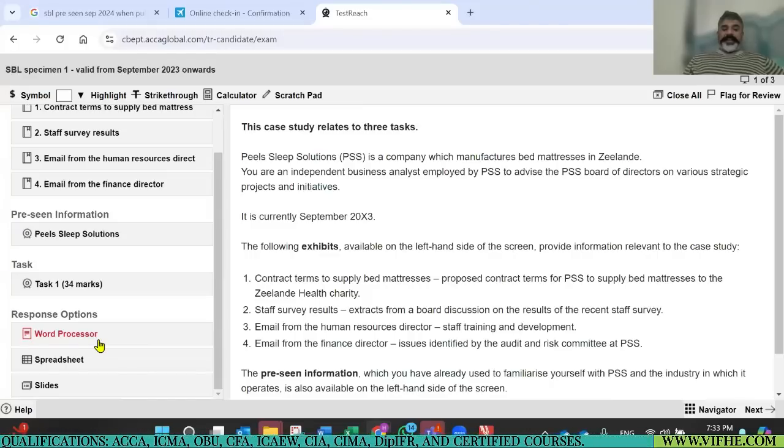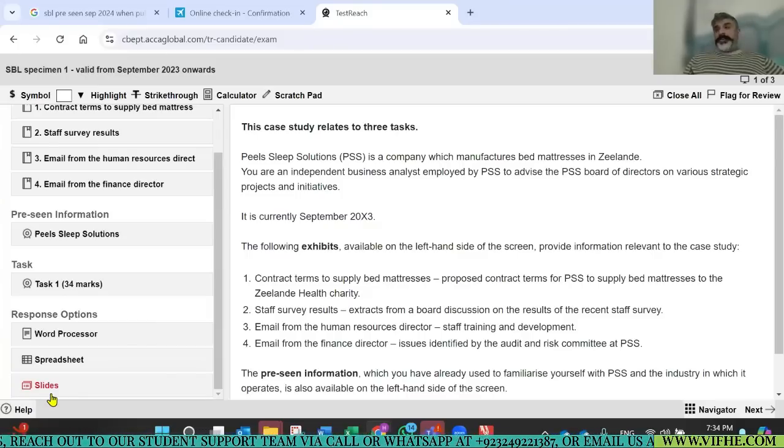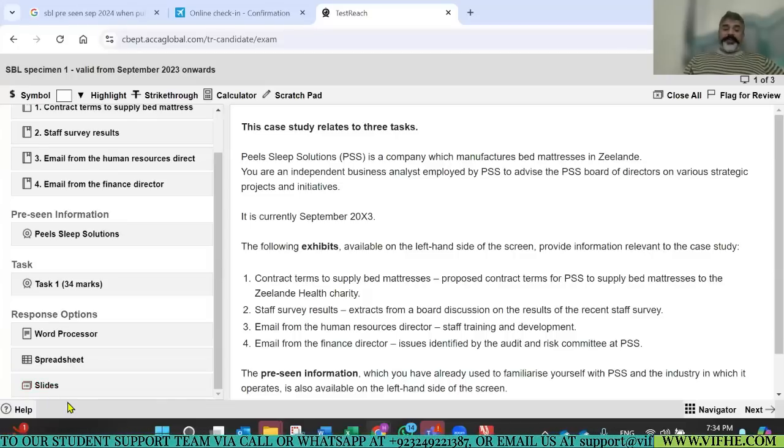So there's a word processor, there is a spreadsheet, and there are slides. For SBL, we will be using the word processor for our answers. We will not be using any spreadsheet. All right, so stay away from spreadsheets. No need for any Excel spreadsheet in SBL. And yes, slides: if the question asks you to prepare a slide, then you will use the slide option. Otherwise, all your answers will be on the word processor.